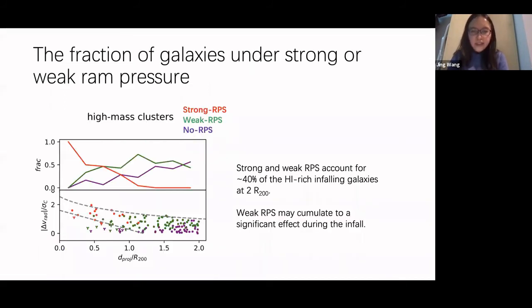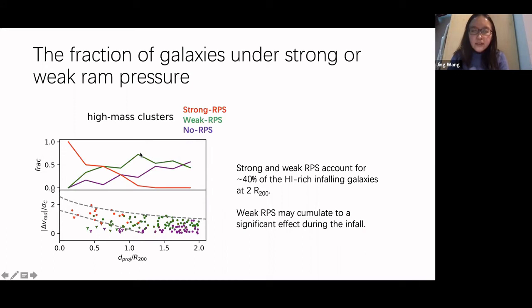And here's our key result. We quantify the fraction of infalling gas-rich galaxies suffering from ram pressure at different cluster-centric radii. And we found that out to twice R200, that's a measure of the virial radius of the cluster, around 40 to 50% of the galaxies suffer from strong or weak ram pressure stripping. That's a significant fraction of the infalling gas-rich population.